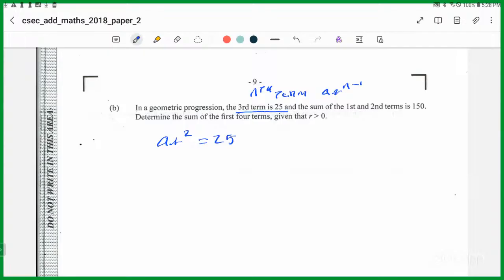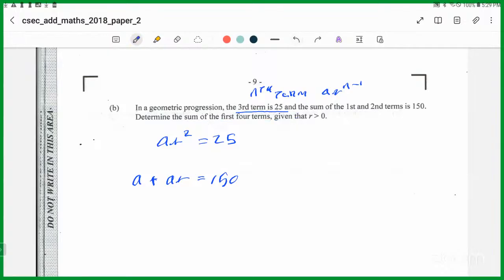And it says the sum of the first and the second term is 150. What does that mean? The first term is A, and the second term is AR, A times R. That sum is 150. It says determine the sum of the first 4 terms given that R is greater than 0. So that's 2 equations that we need to solve, and I want the sum of the first 4 terms.